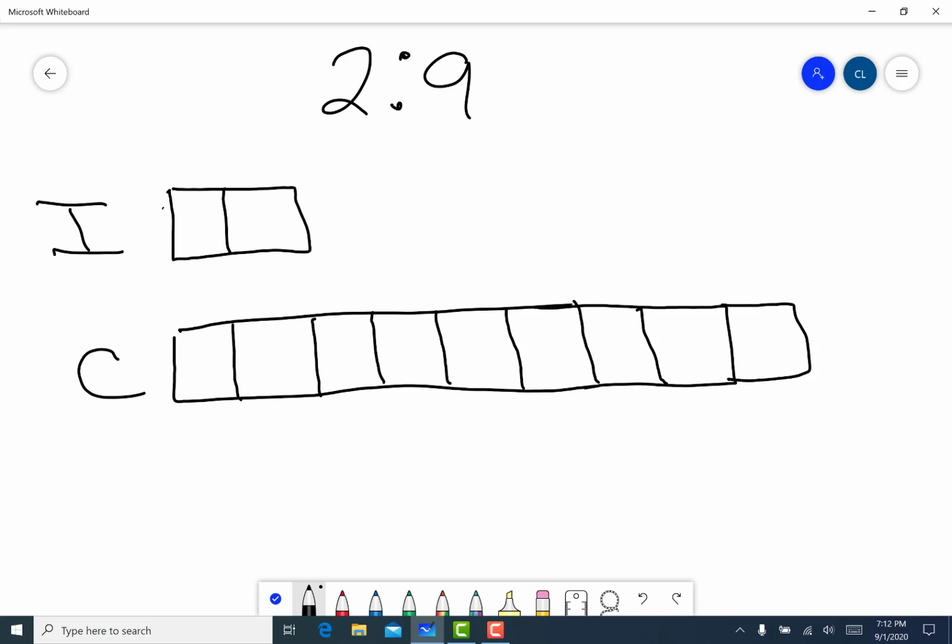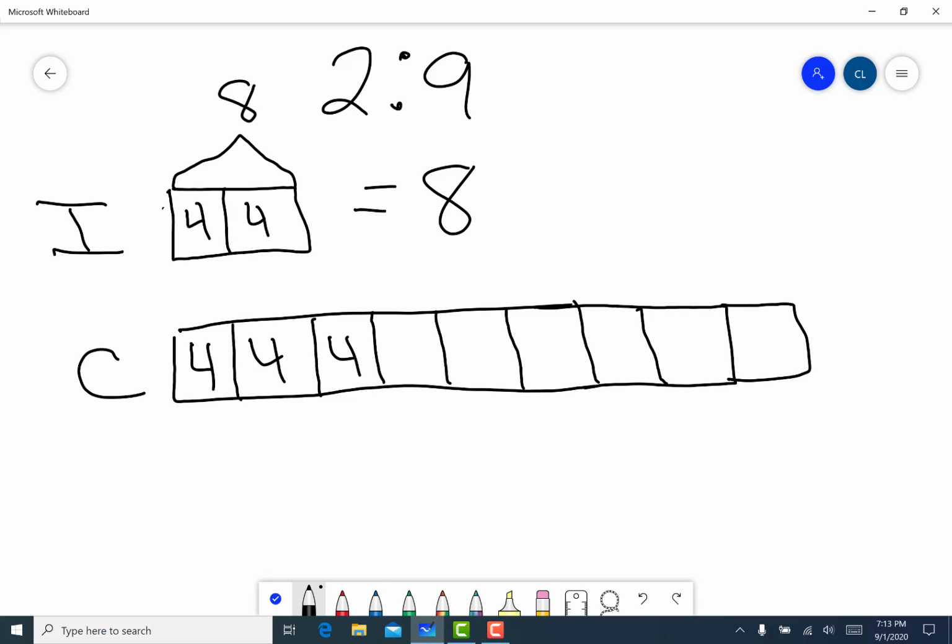All right, so it says that she missed 8, so that means her incorrect should equal 8. If these 2 boxes equal 8, what does each box equal? All you have to do is 8 divided by 2, and that would be 4. So she missed 8. If each one of these boxes equals 4, remember they're all the same, that means every single one of these boxes equals 4. And you don't have to put 4 in each one of these.